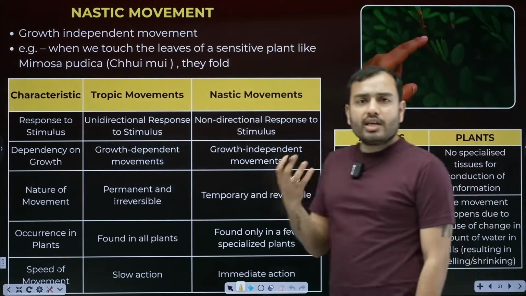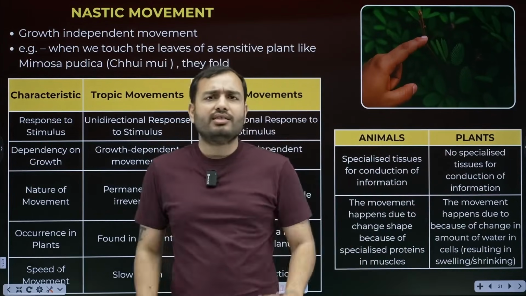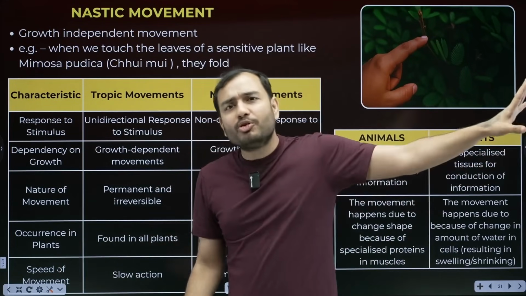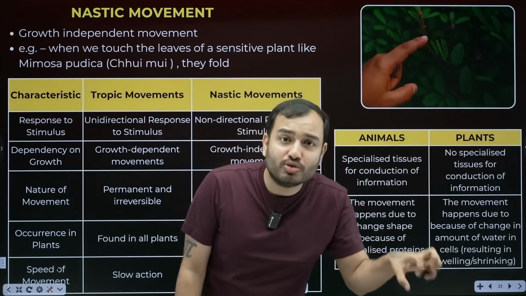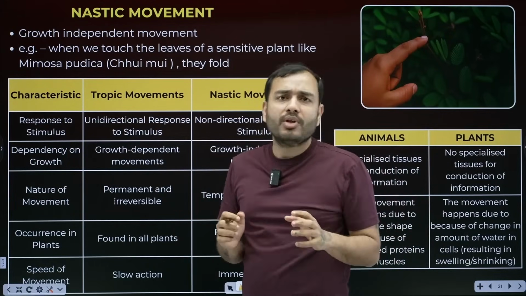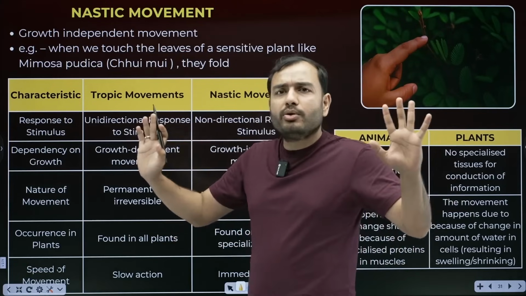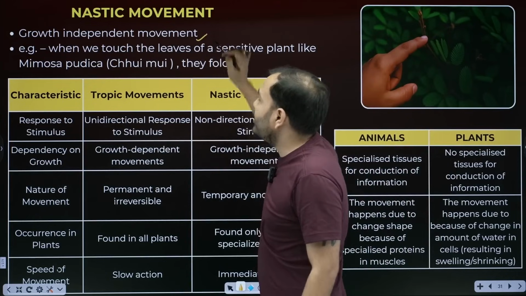The second type of movement is nastic movement. Nastic movement is one that happens suddenly. It has nothing to do with growth. All the tropic movements were for growth: the shoot going up, the root going further down into the soil to strengthen the roots. Nastic movement has nothing to do with growth. This is a sudden movement to protect the plants. So this is a growth independent movement.